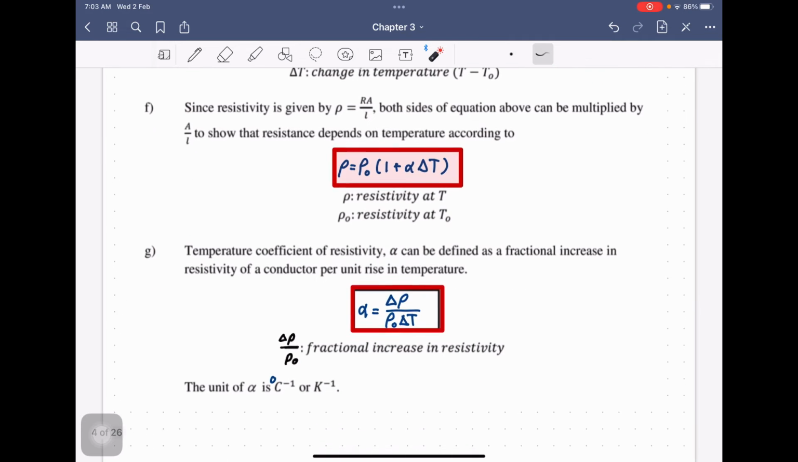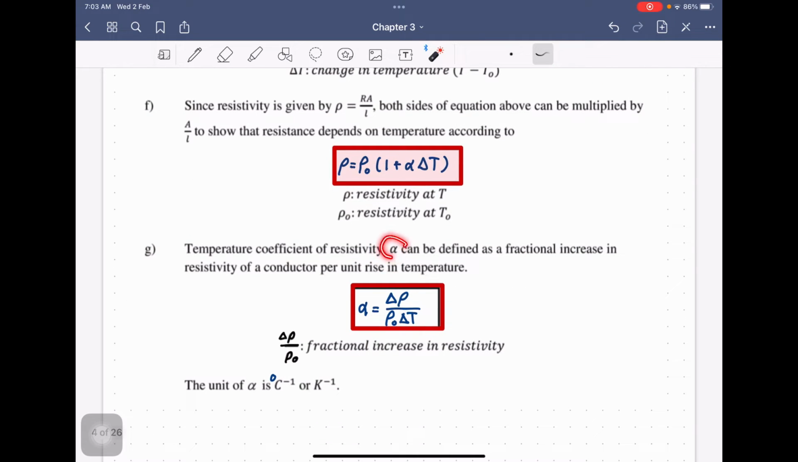Okay, apa yang dimaksudkan dengan alpha? Okay, alpha is a constant value which is temperature coefficient of resistivity which is defined as a fractional increase in resistivity of a conductor per unit rise in temperature.